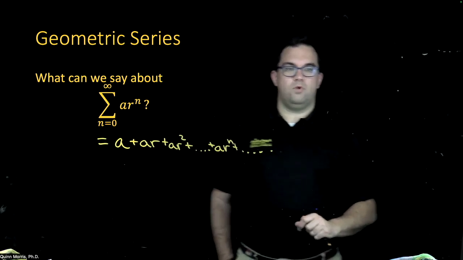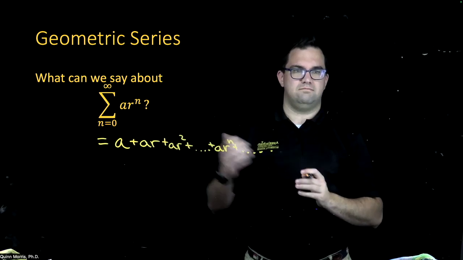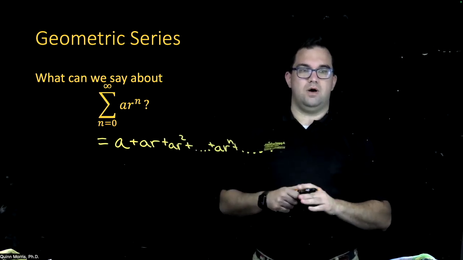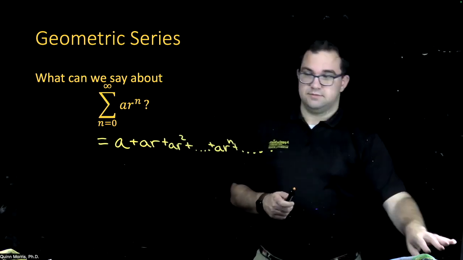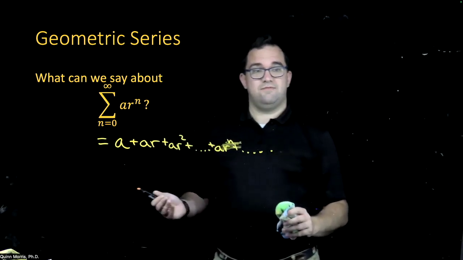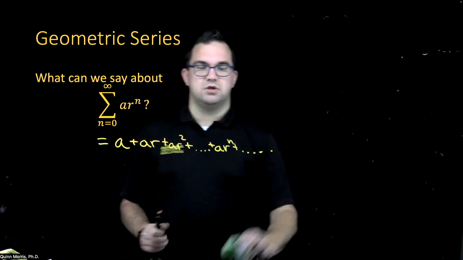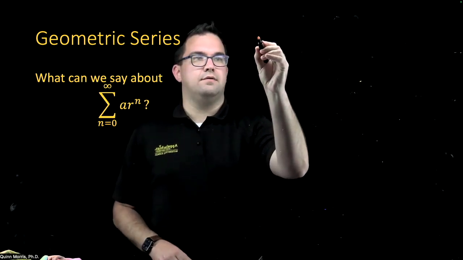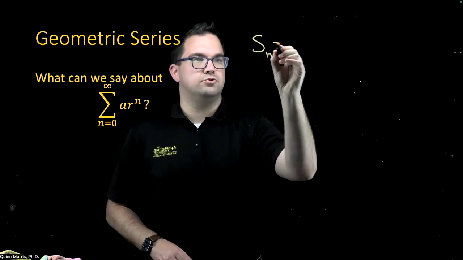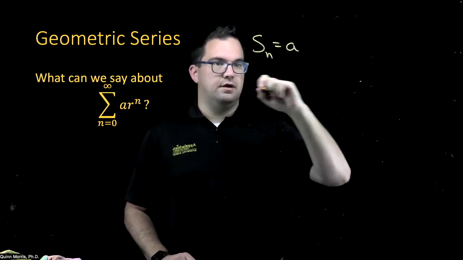Now, what I'd like to know is whether there is any way for me to understand what's happening to the value of this infinite series. Again, in order to understand an infinite series, I first need to understand the sequence of partial sums. So let's give ourselves a little room here. I can write out my nth partial sum, which would be the sum of the terms up to the nth term.